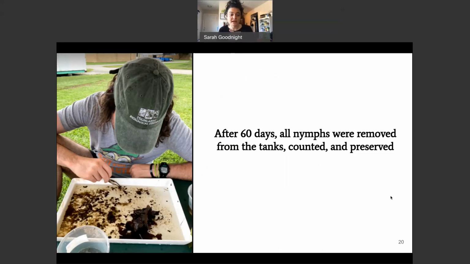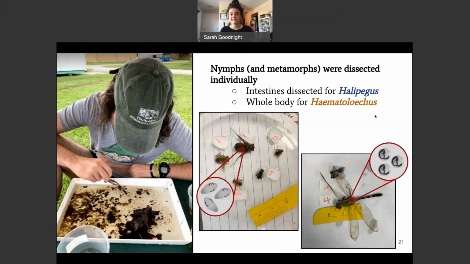After 60 days of the experiment, all nymphs were removed from the tanks, counted out, and individually preserved for dissections. So all nymphs and any adult metamorphs that happened to emerge were dissected individually. Their intestines were extracted and dissected to look for Halipegus, while the whole body of the nymph was examined for Haematoloechus, because they do have different site selection in the host.